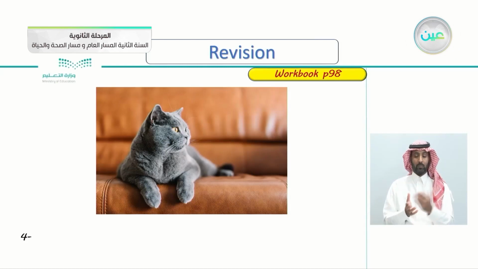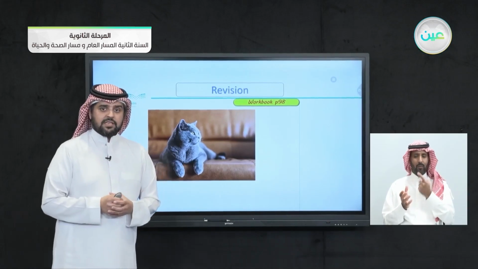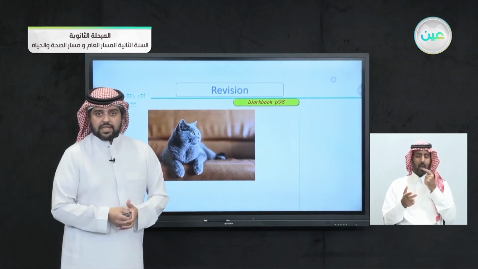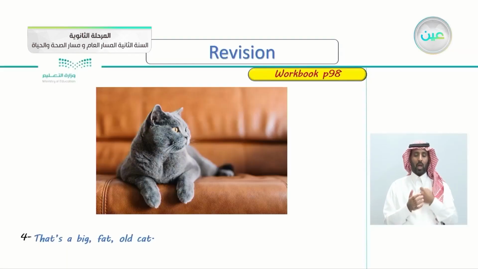The next picture here, you can see this cat. You can see in your book the picture of the cat. Can you describe the cat using 2 or 3 adjectives? Describe anything you see at the cat. Let's see what I've written here. There's a big, fat, old cat on the couch, of course. Or you can use your own adjective to describe the cat as you want.